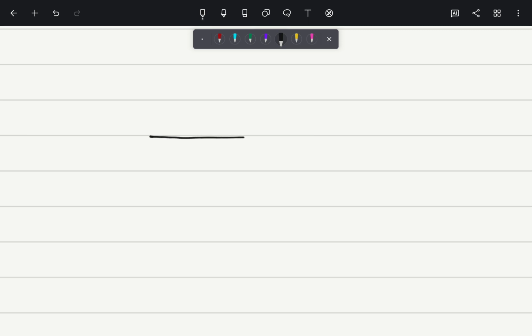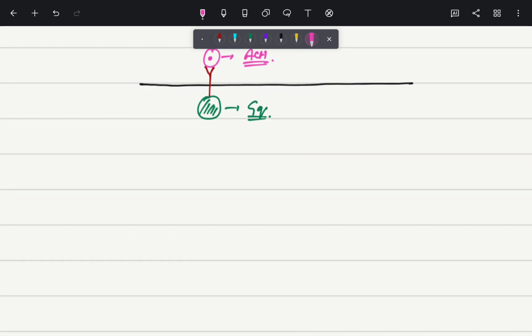So this is a plasma membrane, and to this plasma membrane there is a receptor present. Now this receptor is having a protein. This protein is called as your GQ protein. Now imagine there is a ligand or a hormone such as your acetylcholine. Whenever acetylcholine comes and binds with this receptor, this GQ protein will activate an enzyme.